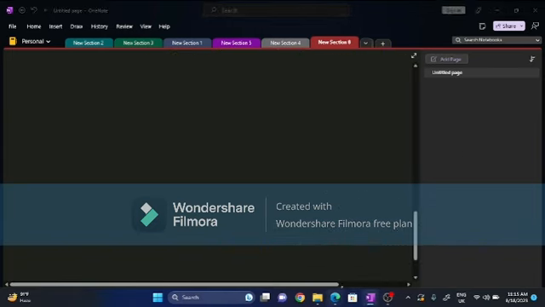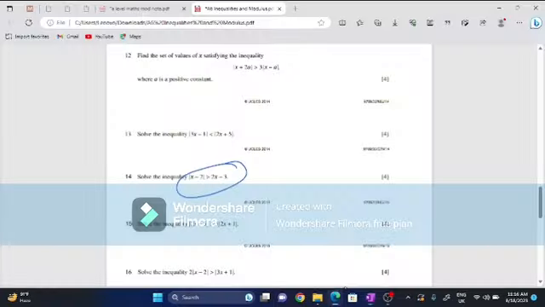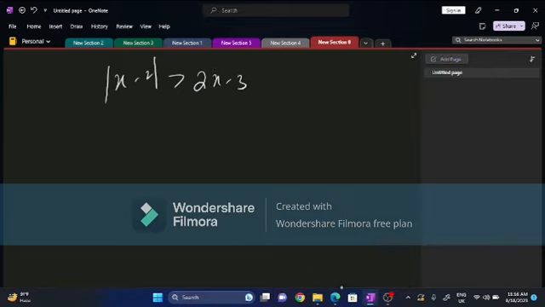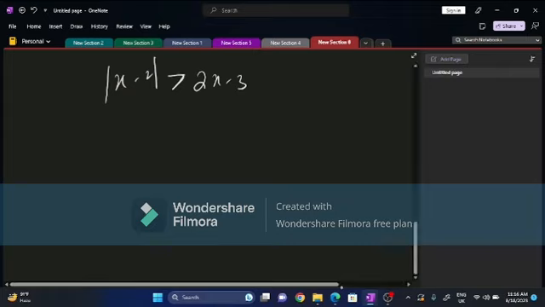Let me write down the question first. That is |x − 2| is greater than 2x − 3. Okay, so this is an inequality question, but it contains mod on one side. So your first step should be to treat it as an equation. x − 2 equals 2x − 3.